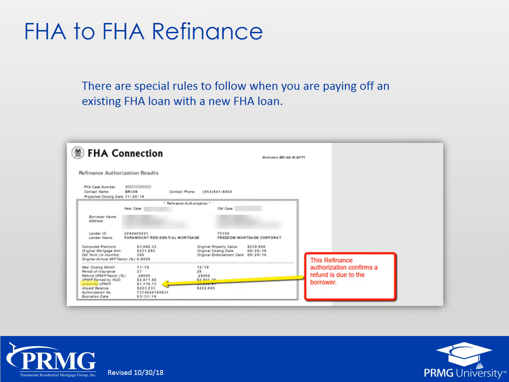When you are paying off an existing FHA loan, you may or may not need to apply a UFMIP refund. You make that determination by pulling the refinance authorization through FHAC. You can refer to the UFMIP refund short training video for more information. We'll be completing the refinance worksheet for a simple refinance.